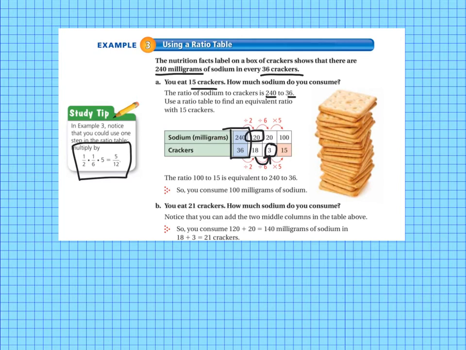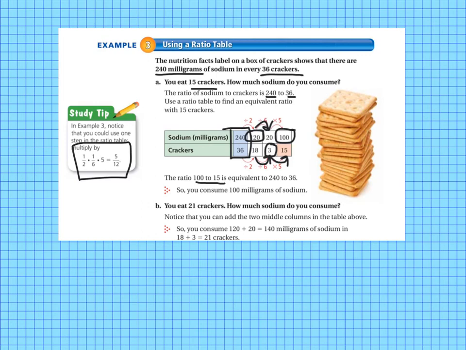So 18 divided by 6 is 3, and 120 divided by 6 is 20. And then, if I want to make that 3 into a 15, I have to multiply it by 5, and 3 times 5 is 15, 20 times 5 is 100. So if I eat 15 crackers, I'm getting 100 milligrams of sodium.